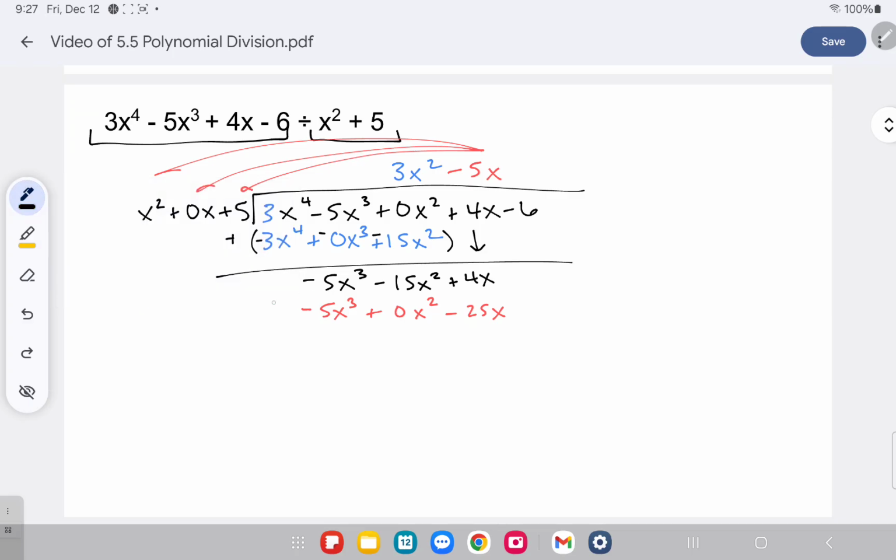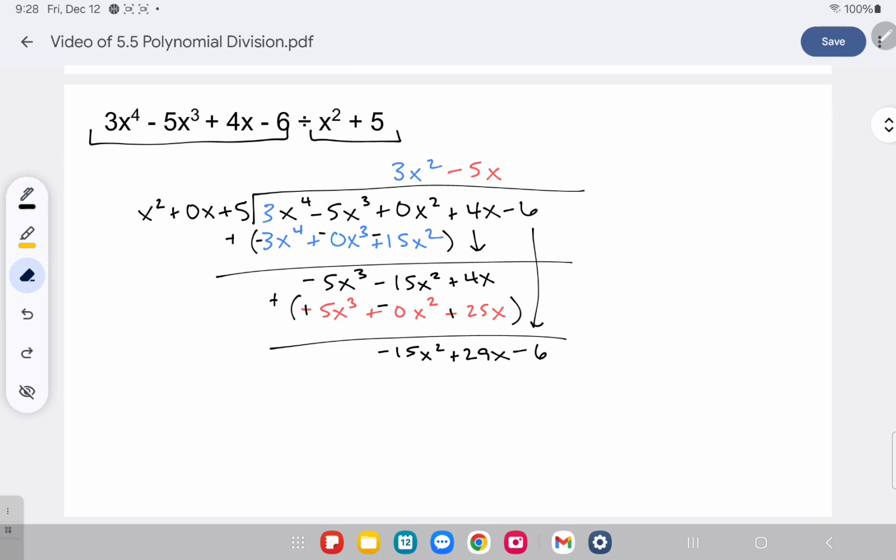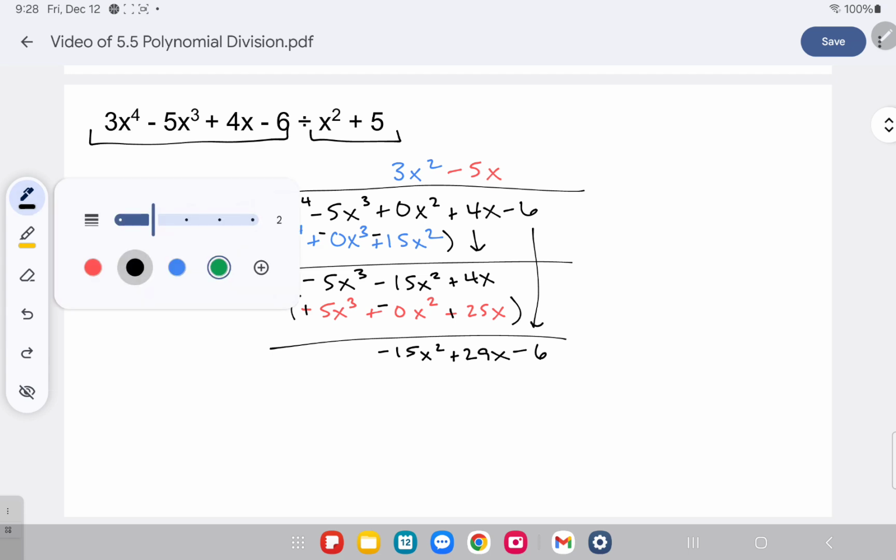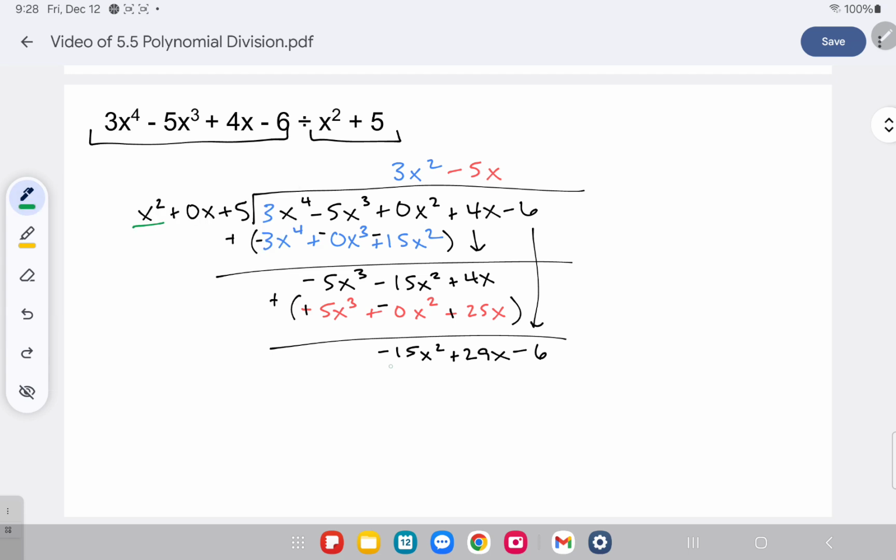Again, always be careful with that subtraction. So this is going to become a positive, a negative, and a positive. So we get negative 15x squared and 29x. Bring down the negative 6. Same thing, different terms. What can I multiply by x squared to get negative 15x squared? It's negative 15. Time for multiplying. We get negative 15x squared, 0x, and negative 75.